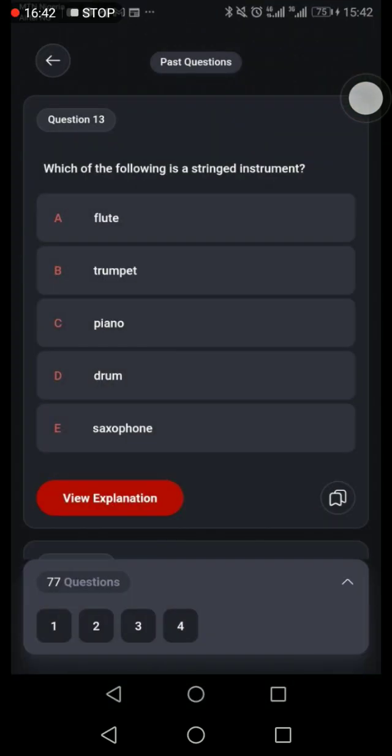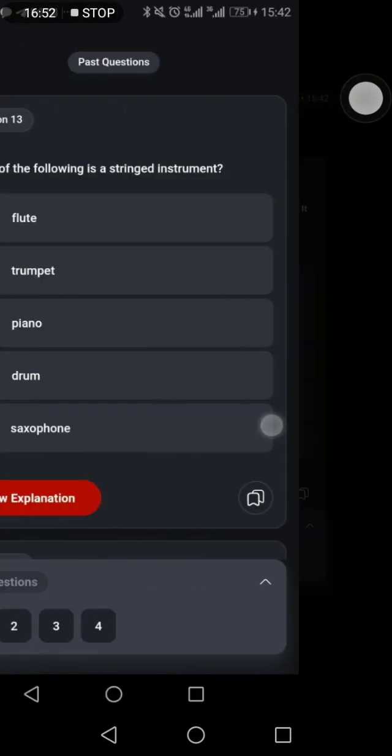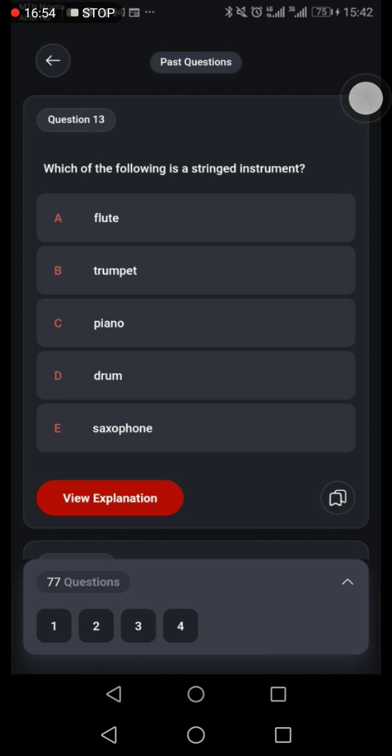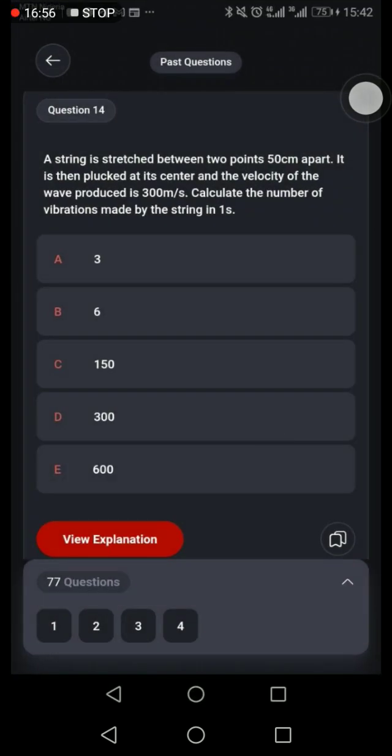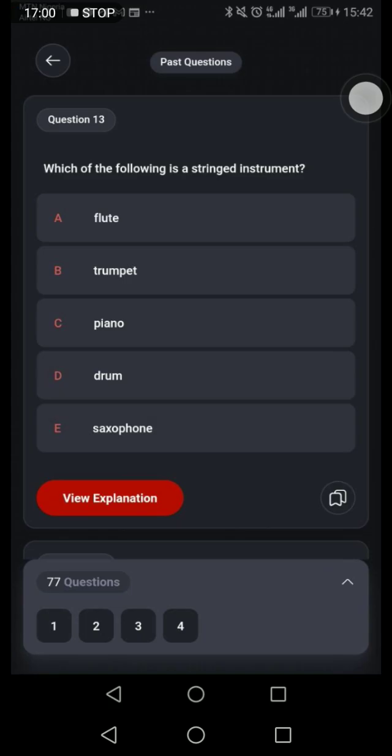Which of the following is a stringed instrument? Piano. Piano is a stringed instrument. Next one. A string is stretched between 2 points 50 centimeters apart. Let me check that thing again. Yes, piano is a string instrument there. A string is stretched between 2 points. Okay. So that you know the rest except saxophone. Okay. Oh, all of them are.